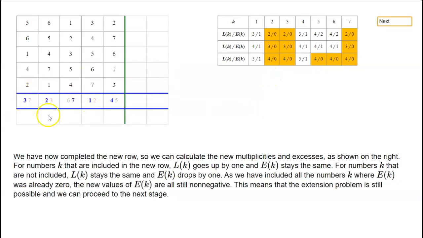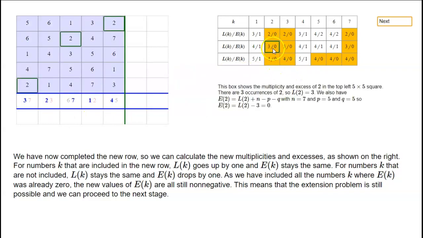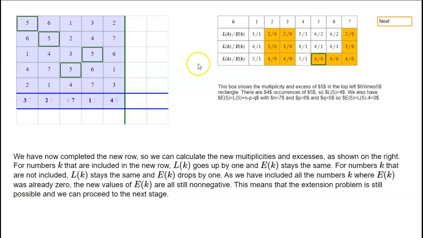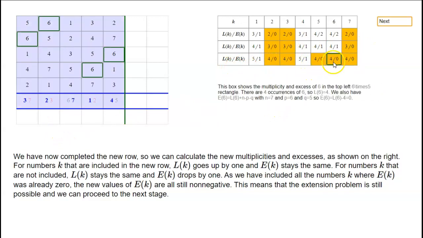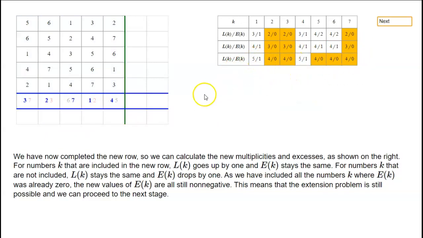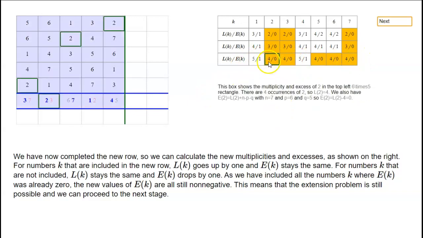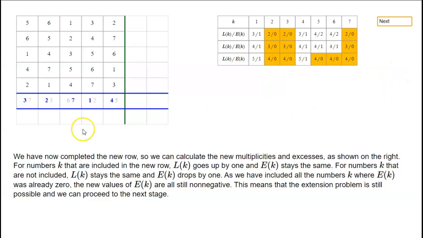So now we've added, before the critical indices were 2, 3, and 7. We've put in a 2, a 3, and a 7. So the excesses of 2, 3, and 7 stay the same at 0. We've got a couple more zeros here, and 1s there and there, but all the excesses are non-negative. Okay, so now we go to the next stage.